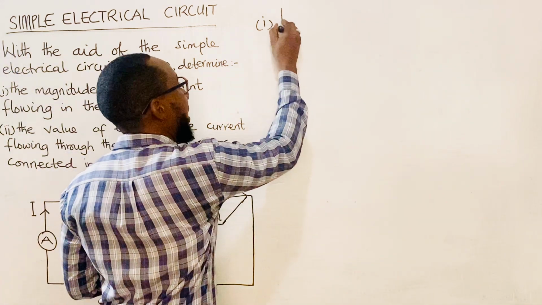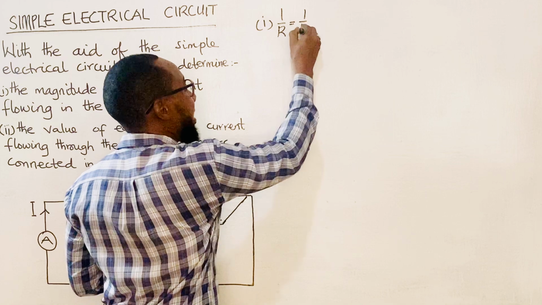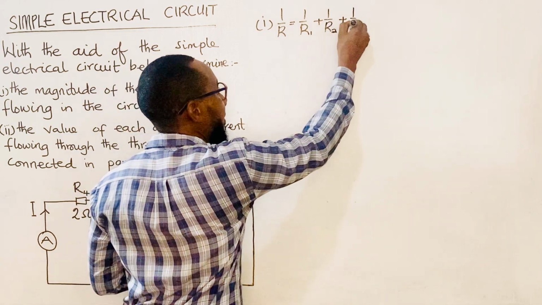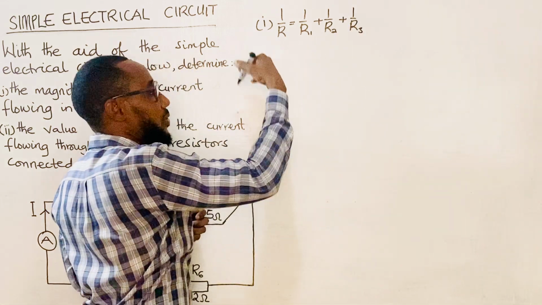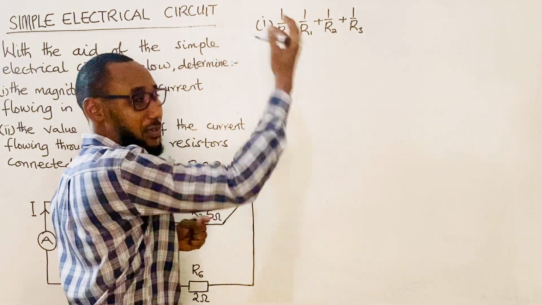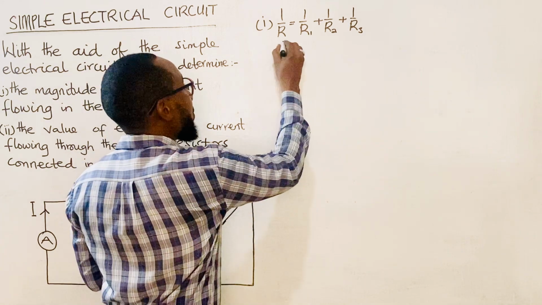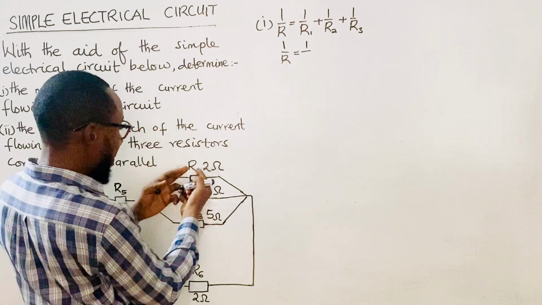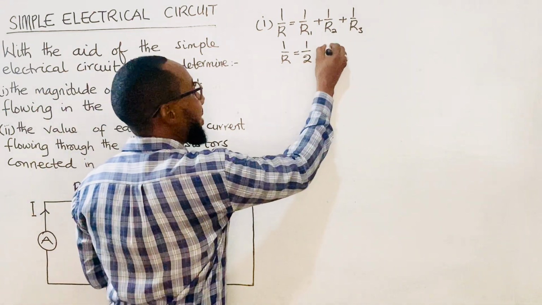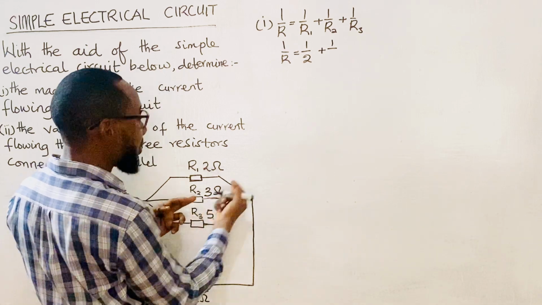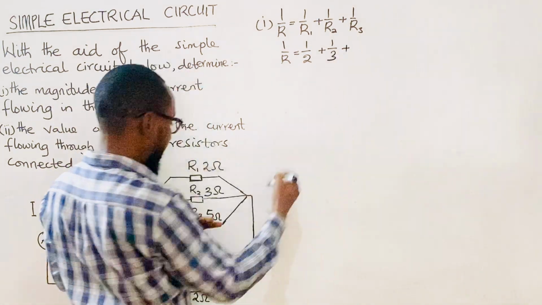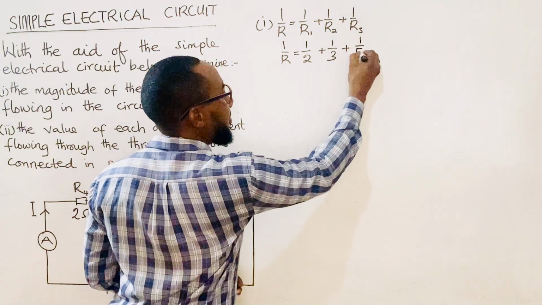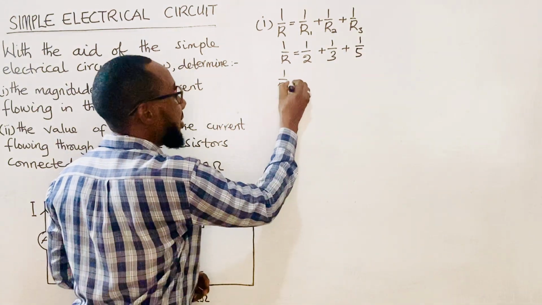So we quote our formula for resistors that are in parallel. So we have this: 1 over R equals 1 over R1 plus 1 over R2 plus 1 over R3. Okay? So my 1 over R equals 1 over R1. So my R1 is 2 ohms, plus 1 over R2. My R2 is 3 ohms, plus 1 over R3. My R3 is 5 ohms. So 1 over 5. All right. So my 1 over R equals.